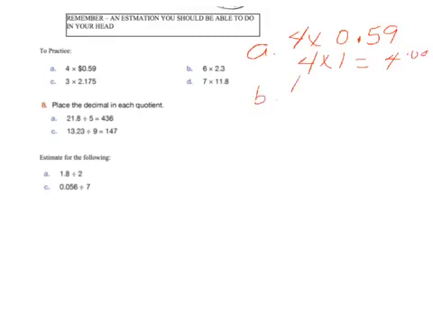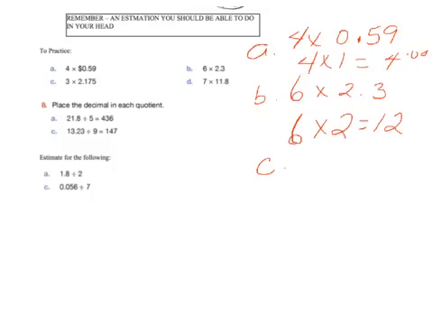B, 6 times 2.3, and again, with multiplication, it's not as difficult to choose a strategy. Front end, benchmarks, even compatible numbers, and compensation can be used. Generally, compensation not so much because you don't change both numbers, you only change one. So I'm going to use benchmarks. 6 times 2.3 is closest to 2, so 6 times 2 is 12.